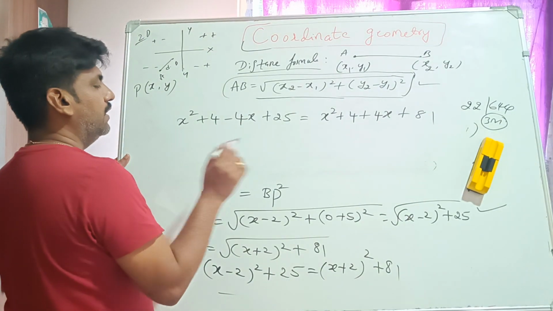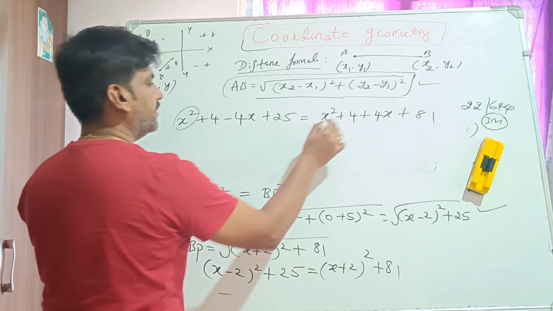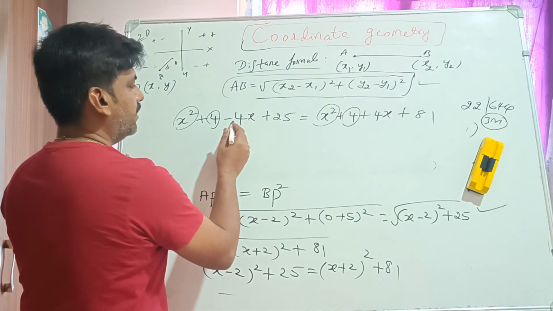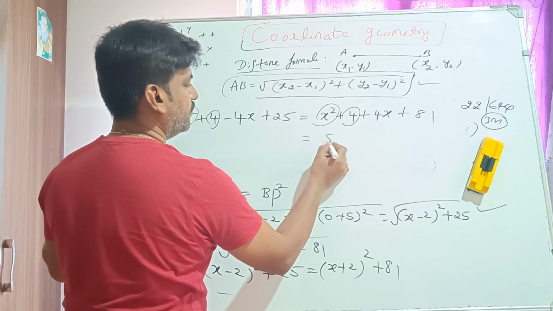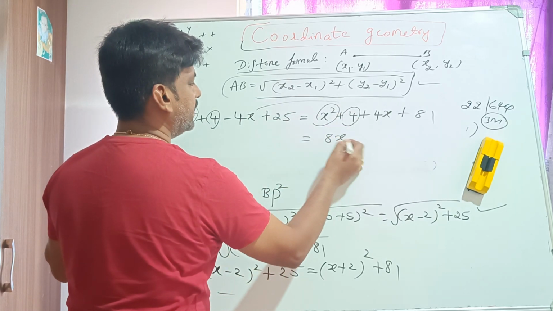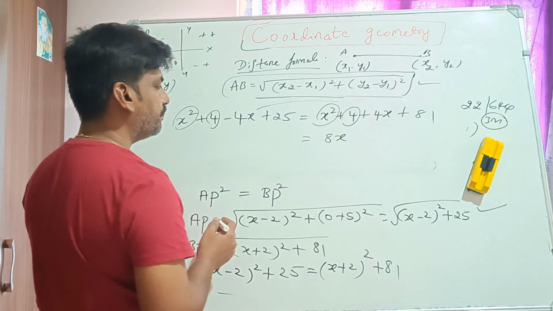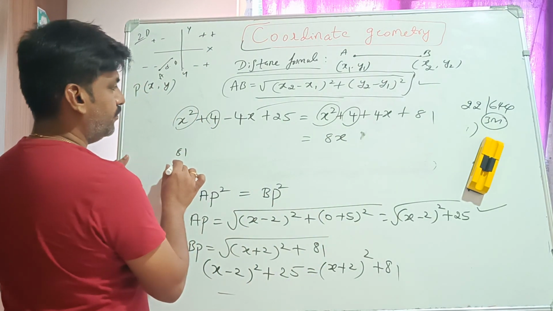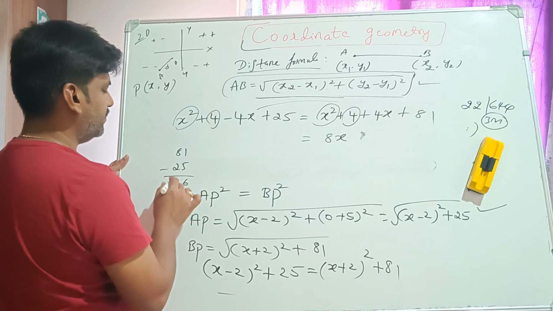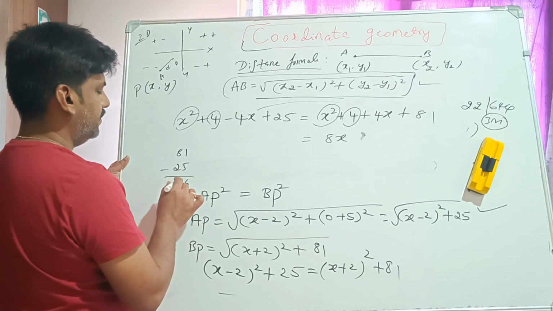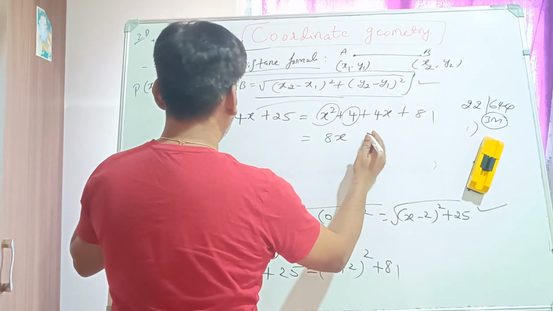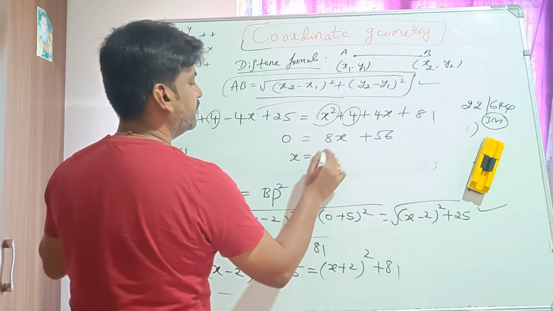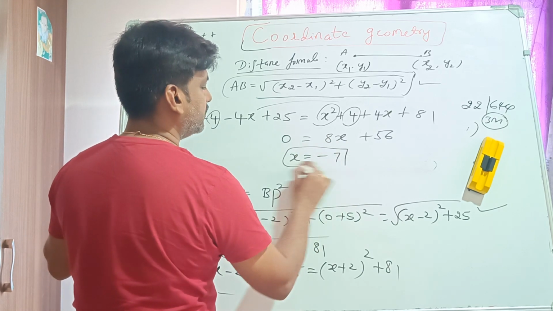So which are the things which can get cancelled? x square and x square we can cancel. So 4 and 4 you can cancel, right? Here minus 4 is there, here plus 4 is there, so we can push this here so that it becomes 8x. Then after that, 81 is there, 25 is there, so you will get plus 56 is 0. So what is the value of x you will get? You will get x value as minus 7.